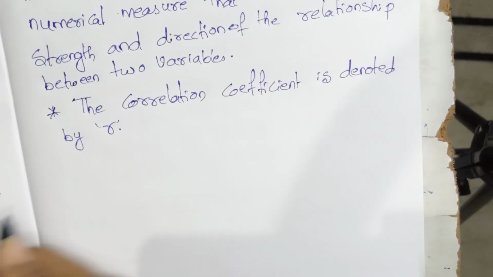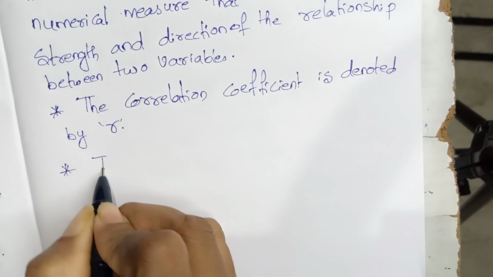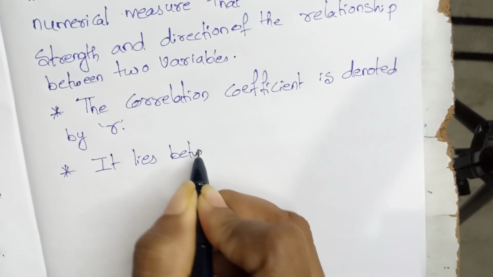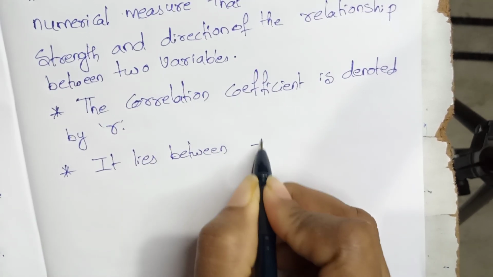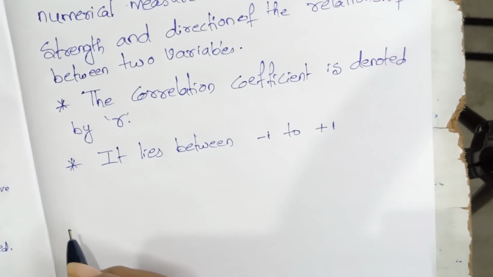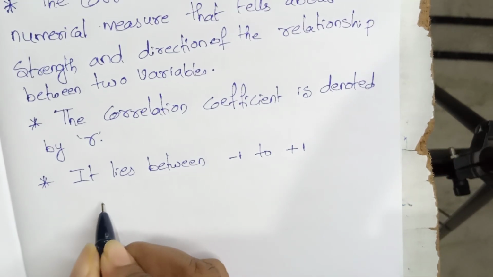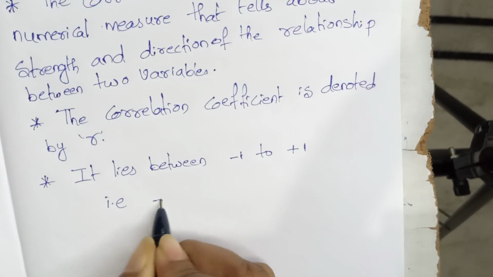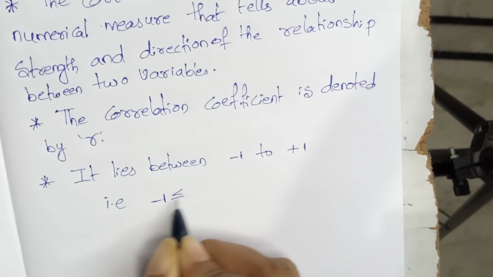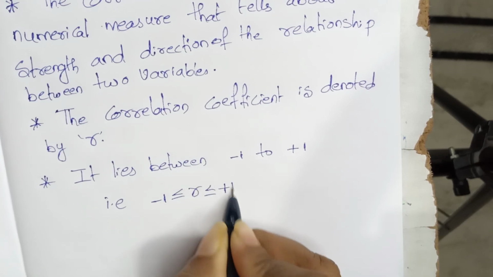The next point is: it lies between -1 to +1. Symbolically we can write -1 less than or equal to r less than or equal to +1.